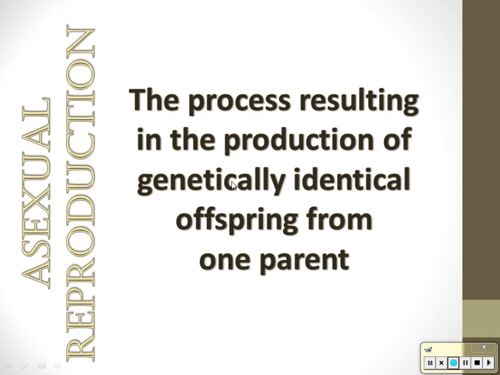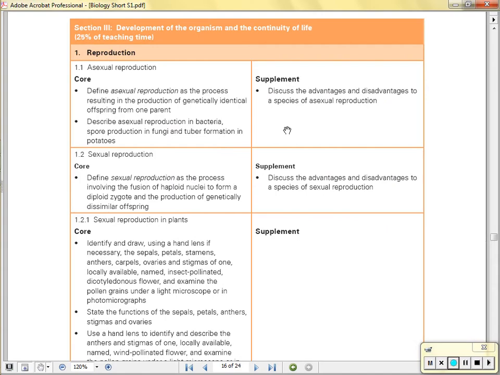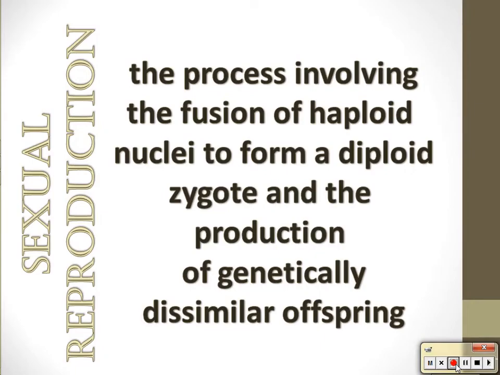Okay? If you go back, we need to discuss the advantages and the disadvantages for sexual and asexual. So what we'll do is we'll go through these two first and then discuss the advantages and disadvantages. Now, your definition for sexual reproduction is the process involving the fusion of haploid nuclei to form a diploid zygote and the production of genetically dissimilar offspring.